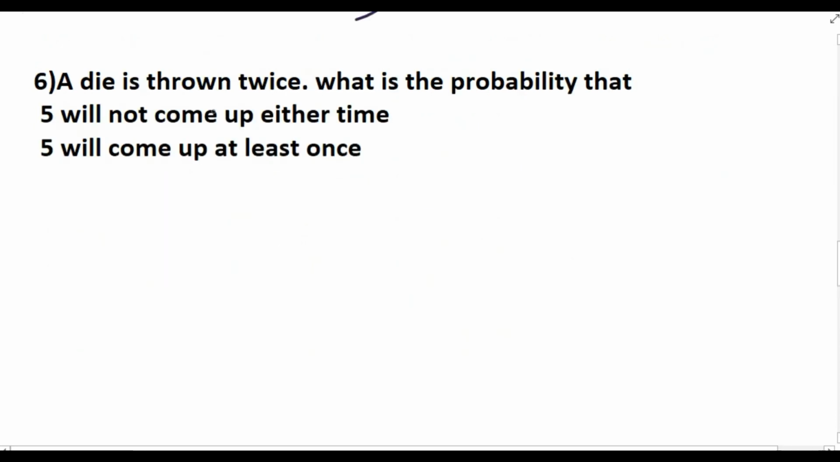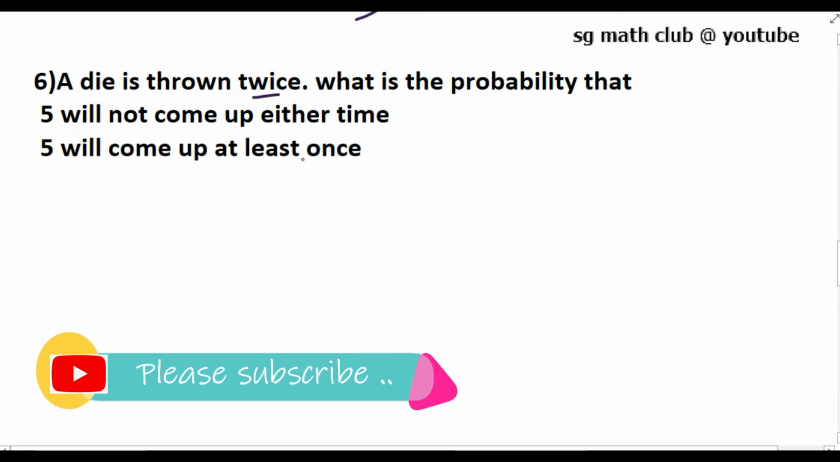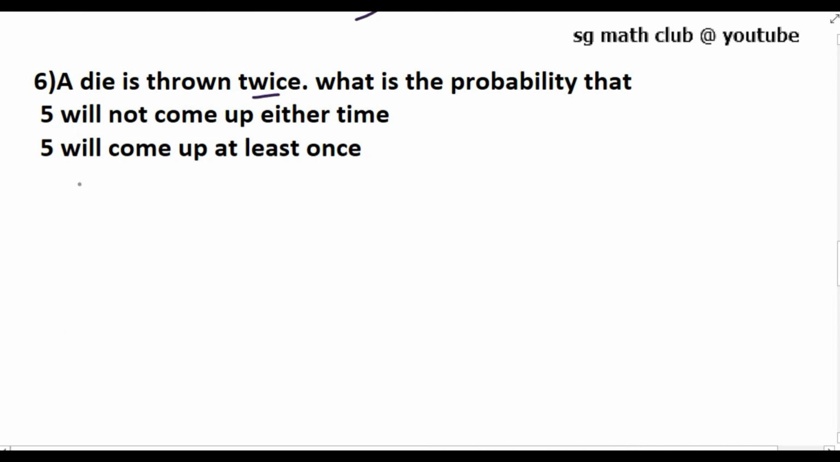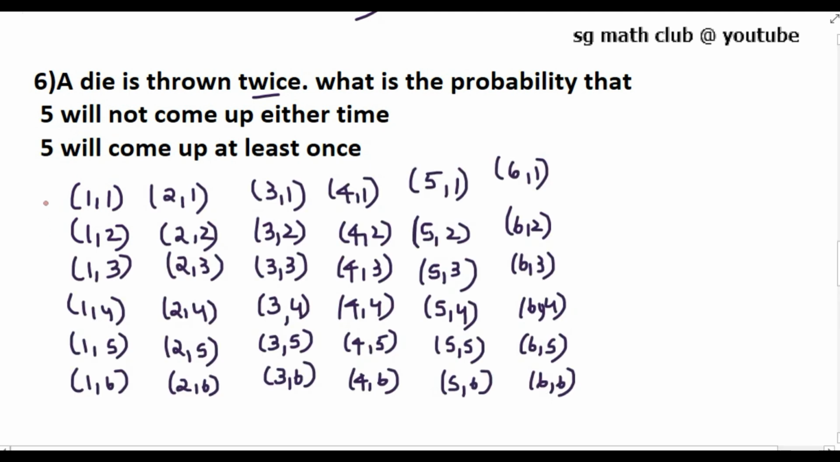A die is thrown twice. What is the probability that 5 will not come up either time and 5 will come up at least once? Throwing a die twice means throwing 2 dice simultaneously. Both are treated as the same experiment. So the possible outcomes we can write the same: (1,1), (1,2). So these are the possible outcomes. Total outcomes is 36 and favorable outcomes we will now find.